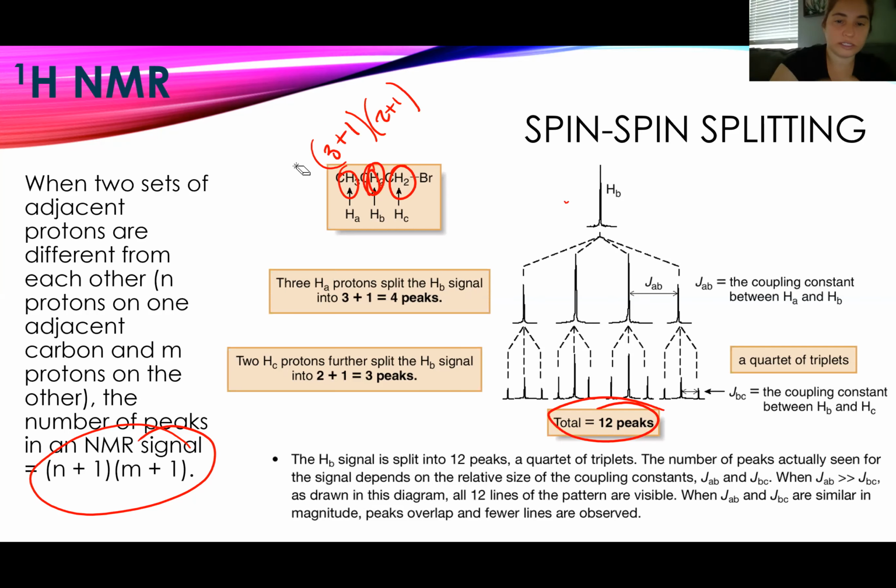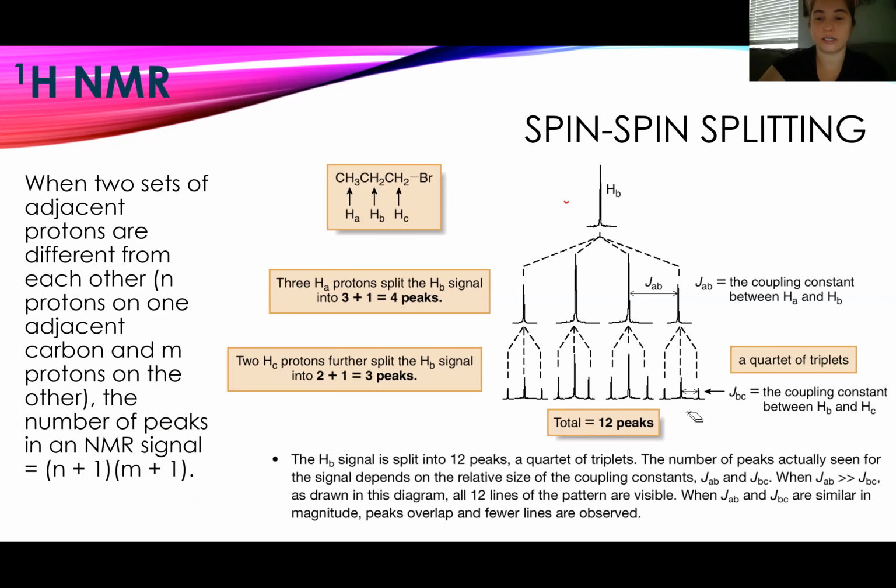But whether it's a quartet of triplets or a triplet of quartets, I don't care if you guys can predict that. I just want you to know there should be 12 peaks. Does that simplify it enough? Okay.